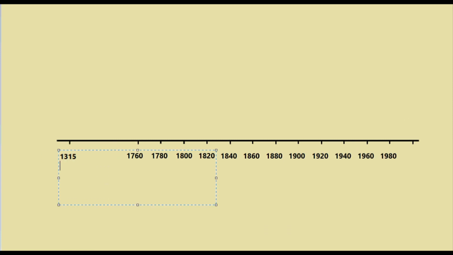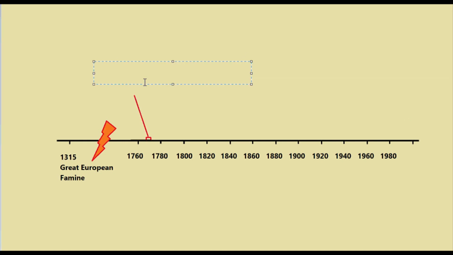Sometimes there may be a huge gap between one event and the other events. It may be necessary to use a break in the scale, using a symbol which looks like a lightning bolt, to make the timeline fit comfortably on the page. There is a huge time gap between the 1315 Great European Famine and the 1769 Bengal Famine, so I will put a break in the line between these two events.